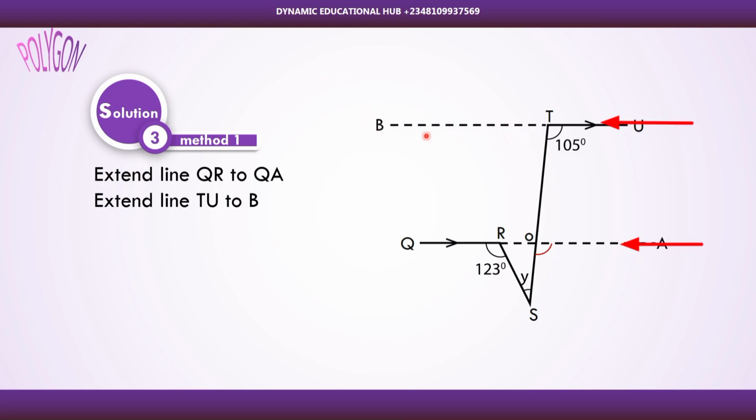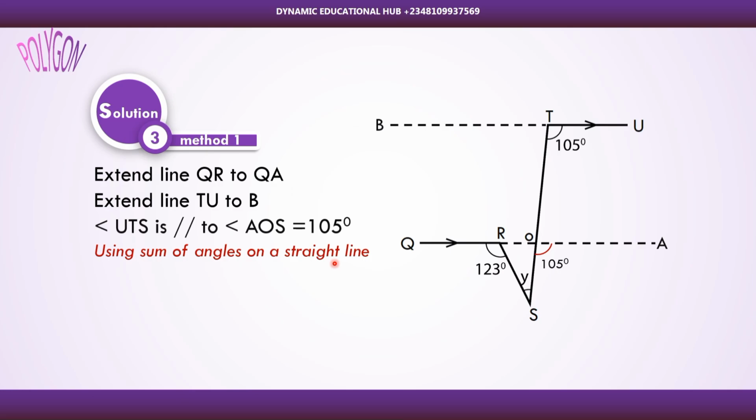Now observing these two lines, we can see that they are parallel to each other. So which means that this angle here is corresponding to this angle, and this angle will be 105 degrees. Line BU is parallel to line QA, so UTS is equal to AOS, and that is 105 degrees.